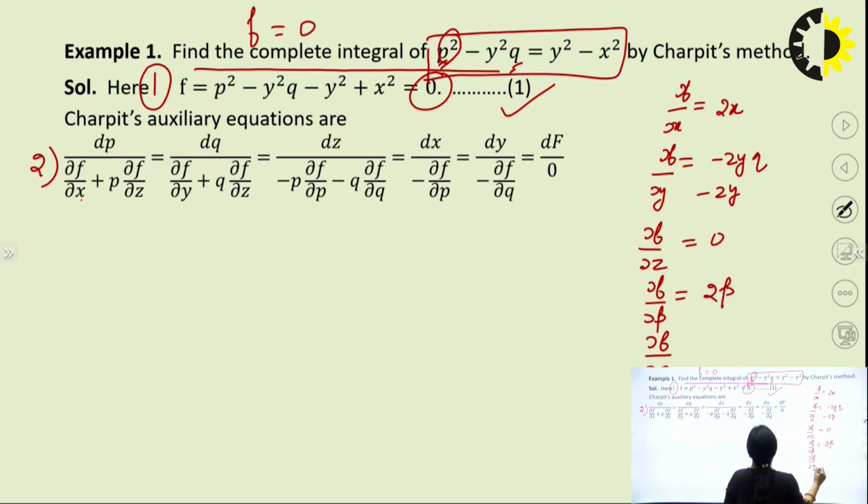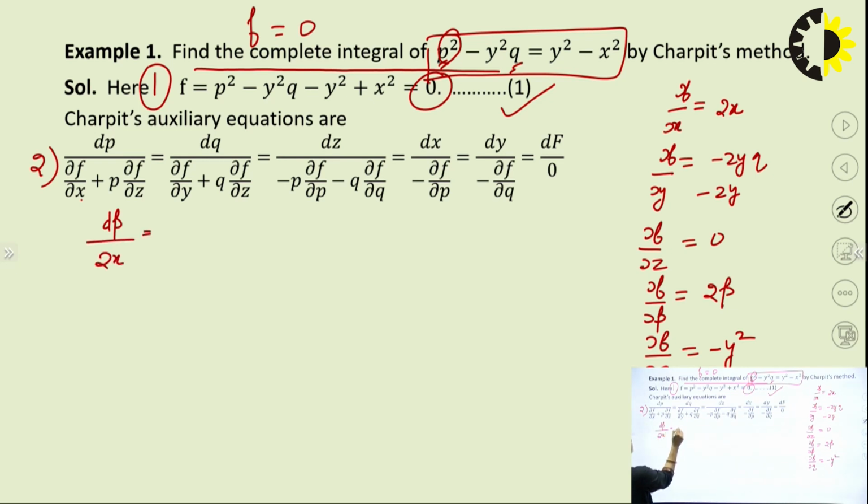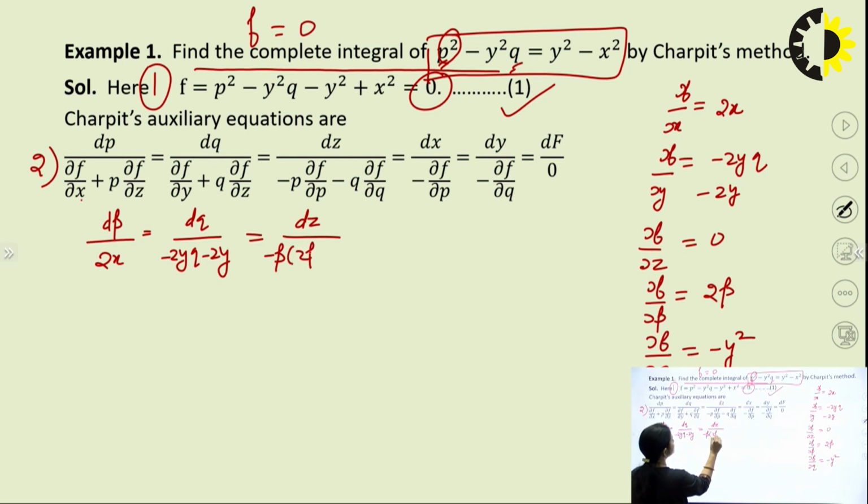∂f/∂q will be equal to minus y². Now what we have to do? Just put all these partial derivatives in the auxiliary equation. We obtain dp upon ∂f/∂x, which is 2x, equal to dq upon ∂f/∂y, which is minus 2y³ minus 2y, equal to dz upon minus p, since ∂f/∂z is 0. ∂f/∂p is 2p minus q, and ∂f/∂q is minus y².